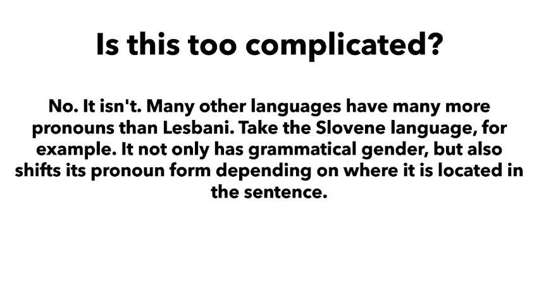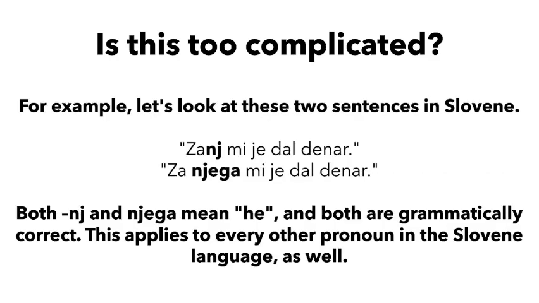But it not only has grammatical gender, it also shifts the pronoun form depending on where it's located in the sentence. They have a clitic form of it too, and a full word form. Let's look at these two sentences. I'm probably gonna butcher this. Zanmi yedaldinar and zanyega mean yedaldinar. Both n and nyega mean he. They're both grammatically correct. And from my understanding, this applies to all other pronouns in the Slovene language. So, yeah, don't complain about it being too complicated when there's natural languages doing stuff like this.